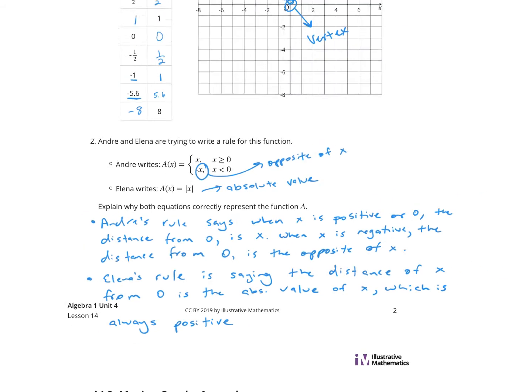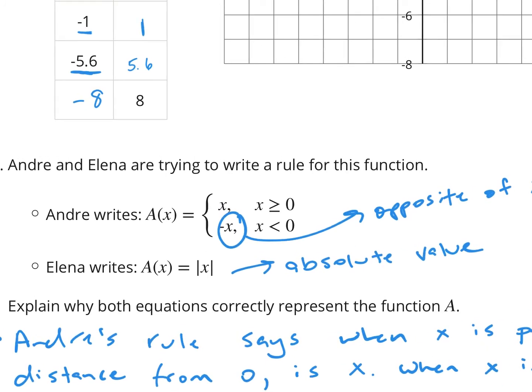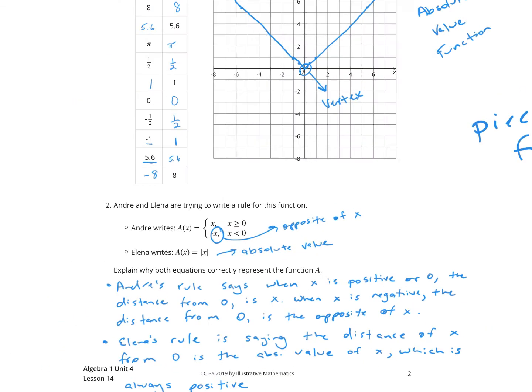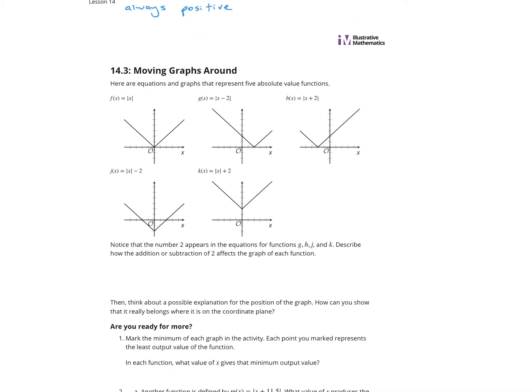So remember, absolute value functions are just another piecewise function. And what's nice about absolute value functions is that instead of writing it in terms of cases like Andre did, we could just write it using the absolute value symbol, and that helps us recognize that the graph is going to look more like a V than anything else. So there are a couple different ways that you could represent the absolute value functions. So let's go ahead and take a look at activity 3.